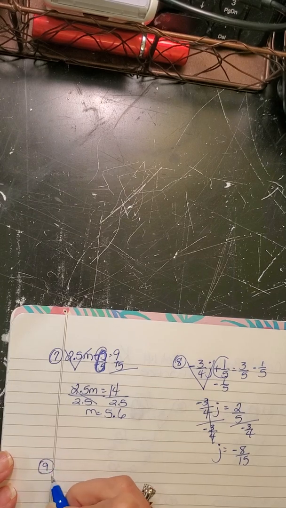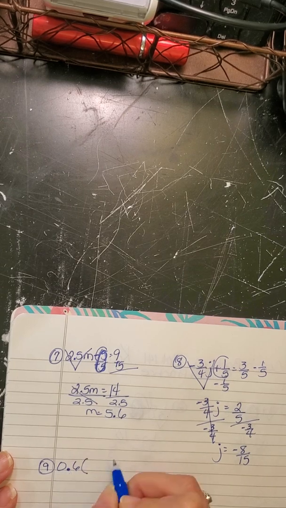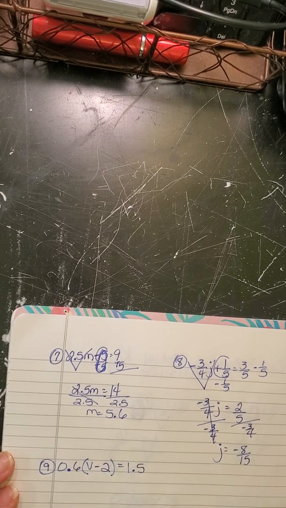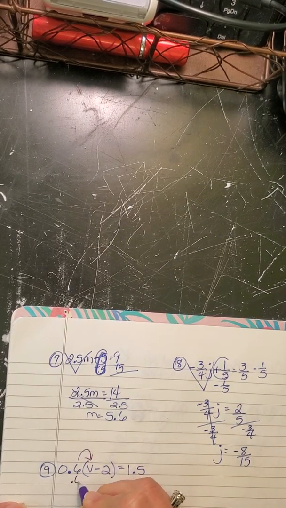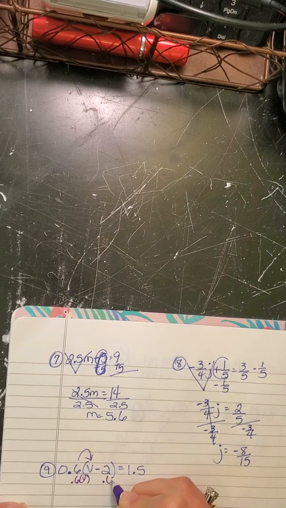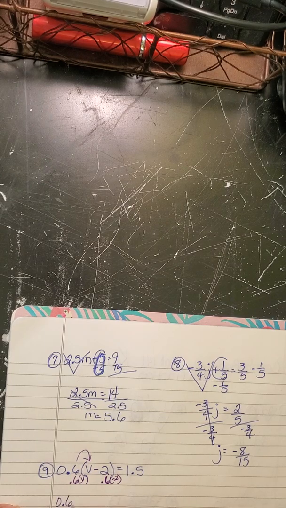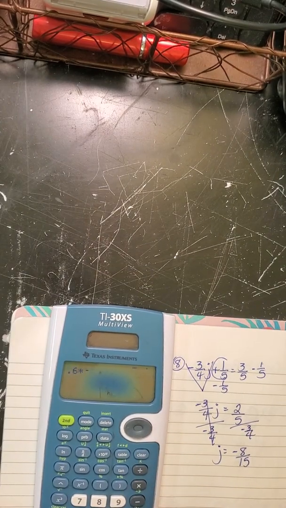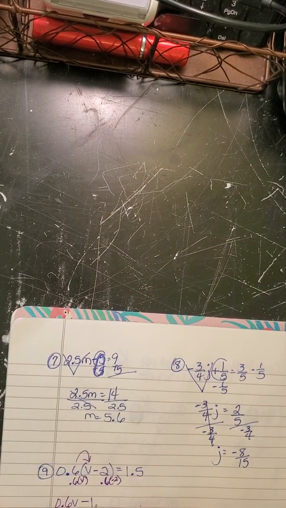Number 9. What is the value of V? 0.6 times V minus 2 equals 1.5. I don't have a two-step equation here, so I've got to do that distributive property. So that's 0.6 times V and 0.6 times a negative 2. So what do I have? I have 0.6 V and then 0.6 times a negative 2 is negative 1.2. So minus 1.2 equals 1.5.